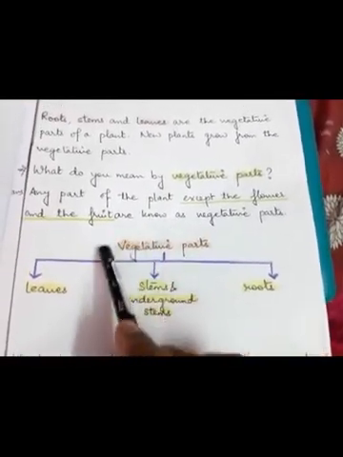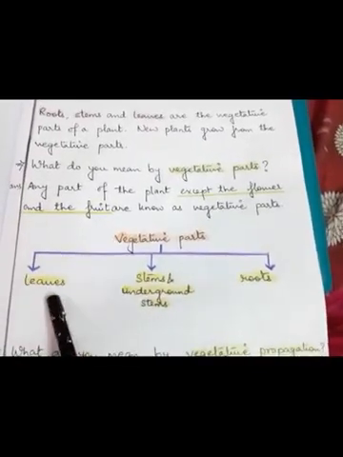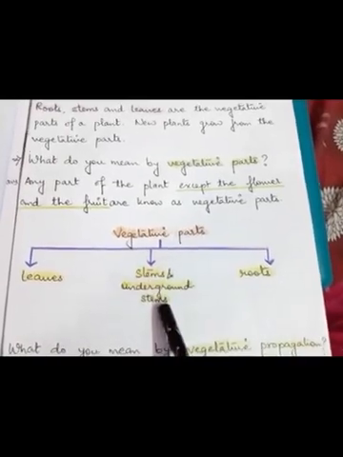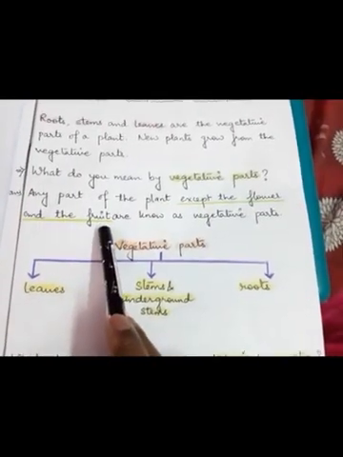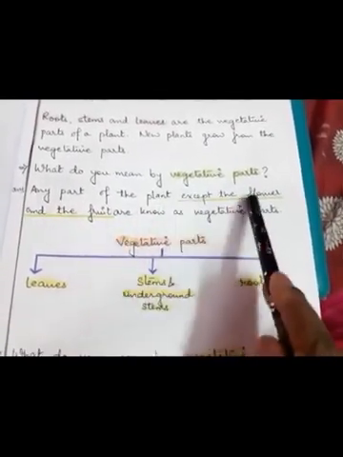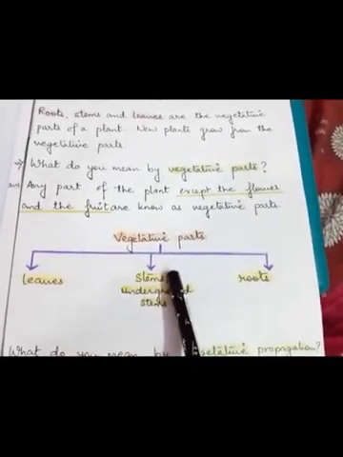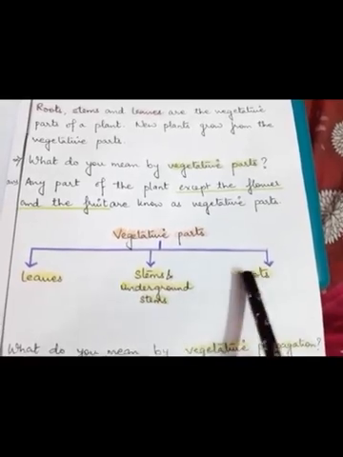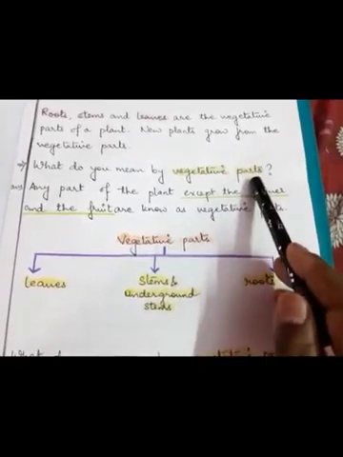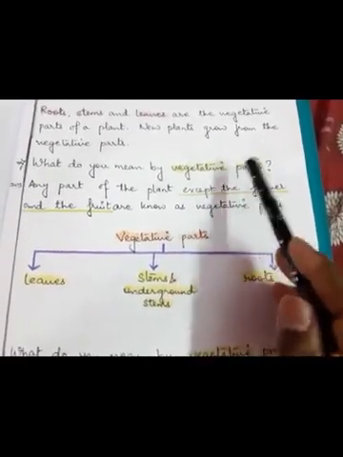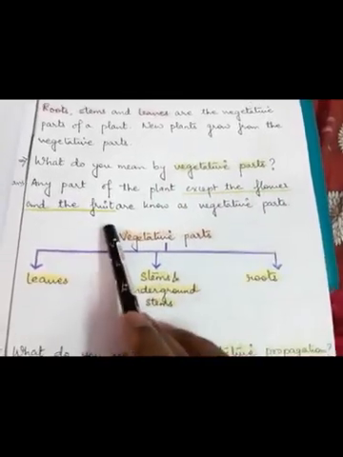So we can grow a new plant using these vegetative parts, that is leaves, stems, underground stems and roots. We are not going to use the flower and the fruit here. We will be using leaves, stems, underground stems and roots to grow a new plant. So this is called vegetative parts. Vegetative parts are the parts that we use to grow a new plant, except flower and the fruit. Clear?